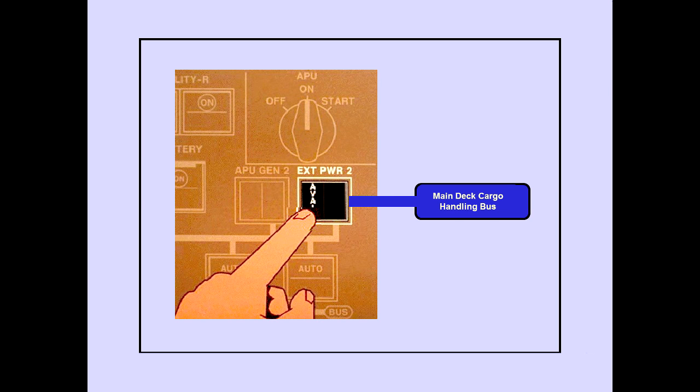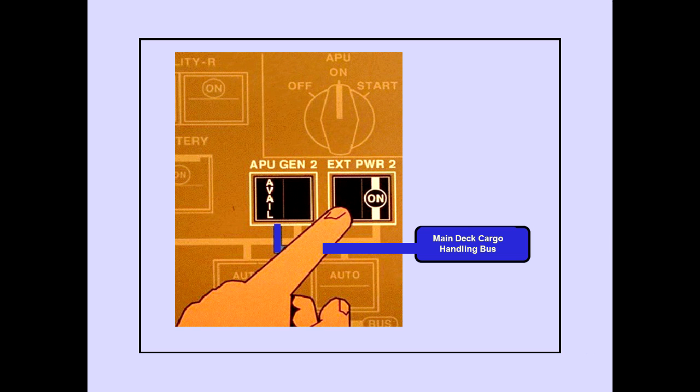External power 2 or APU generator 2 cannot power main airplane electrical buses and the main deck cargo handling bus at the same time. Selecting the power source on will de-energize the bus. If both external power 2 and APU generator 2 are available, selecting external power 2 on will transfer main deck cargo handling power to APU generator 2.